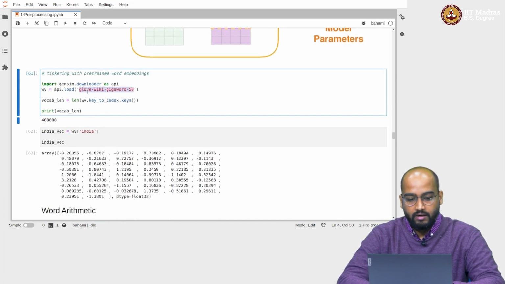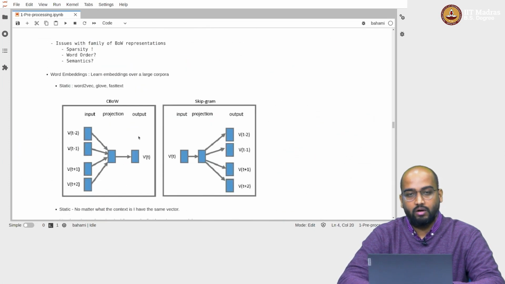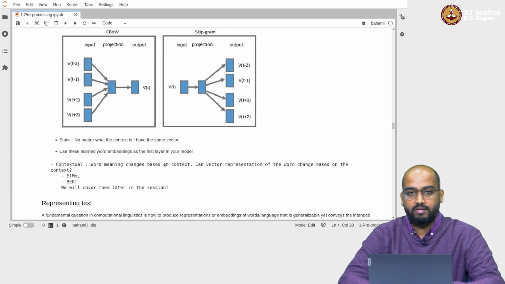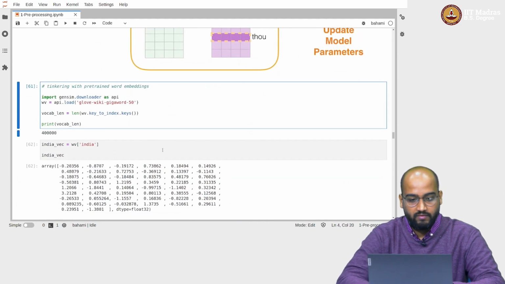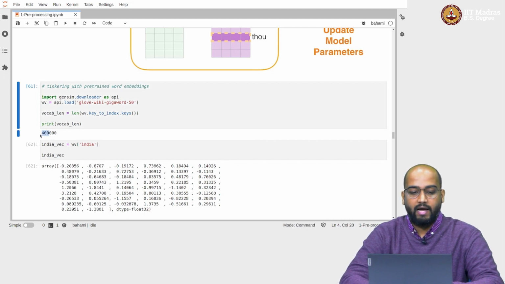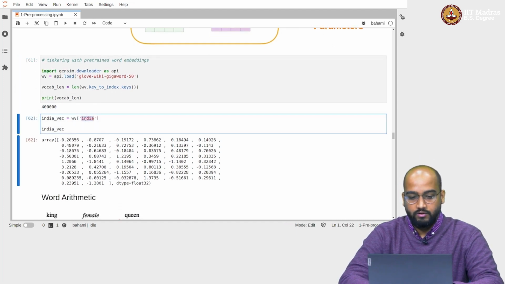So here we are basically downloading a pre-trained vector called GloVe. It's a variation of this method. There's a lot of technical detail there, and I'm not going into that, but essentially GloVe vectors are learned in a manner comparable to the previous method. And you can see that there are around 4 lakh tokens in this trained vector, right? So in that model's vocabulary, there are 4 lakh tokens, and we can query for any word.